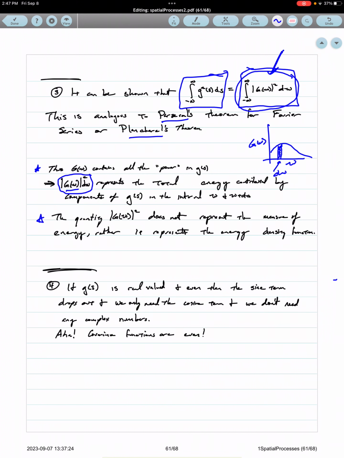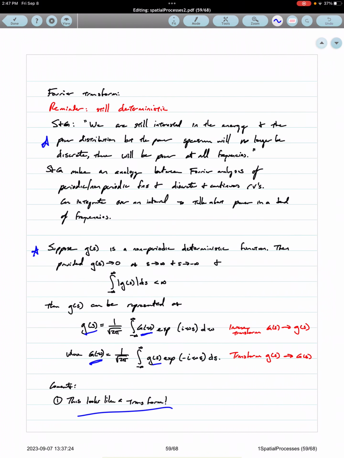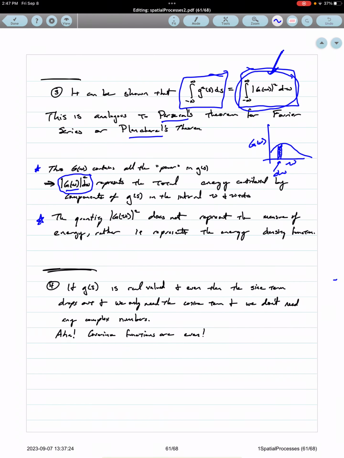So, getting back to this analogy that Schabenberger and Gotway wanted to make, they wanted to make an analogy between Fourier analysis of periodic and non-periodic functions and discrete and continuous random variables. When we've got a continuous random variable, we can describe it through a density, and the meaningful quantities, the probabilities, arise from integration. That interpretation carries over: to get something meaningful from this G of omega, we have to integrate it to get an energy number.